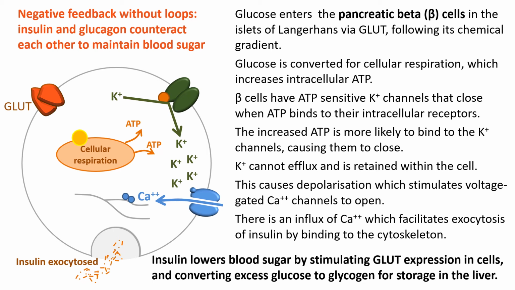Insulin, of course, lowers blood sugar, and it does it by stimulating GLUT expression in many of the body cells. If you increase the GLUT transporters in cells throughout the body, they are going to then pull the glucose out of the blood and into the cells to be used to make ATP. In addition, insulin also mops up any excess glucose by converting it to glycogen. Glycogen, you stick lots and lots of glucose together in a great long chain, you get glycogen. And that's then stored in the liver.